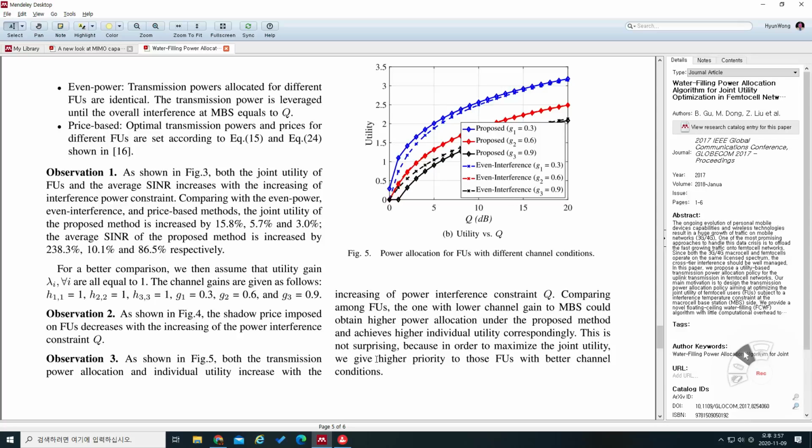This is not surprising because, in order to maximize the joint utility, we give higher priority to those FUs with better channel conditions.